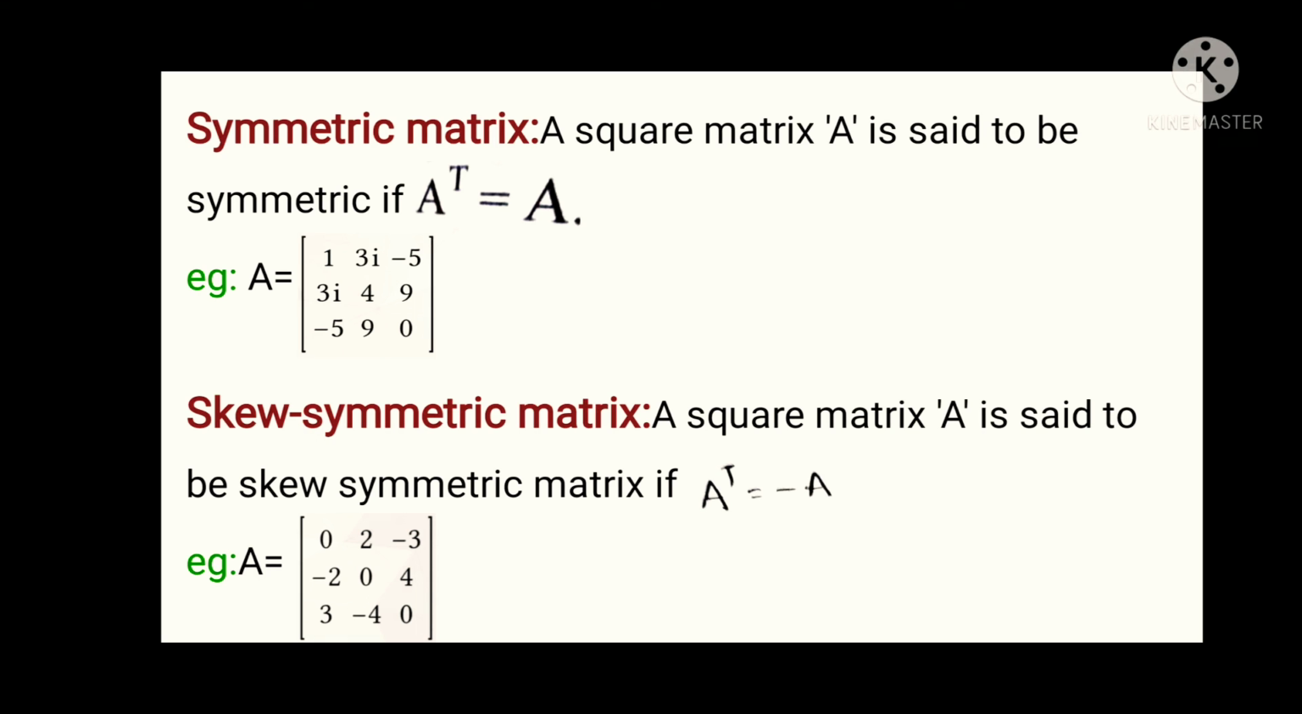Similarly, for the skew symmetric matrix, the condition is A transpose is equal to minus A. If it satisfies, then it is said to be a skew symmetric matrix. That means by interchanging the rows into columns or columns into rows, we get the negative of that matrix, then it is said to be a skew symmetric matrix.